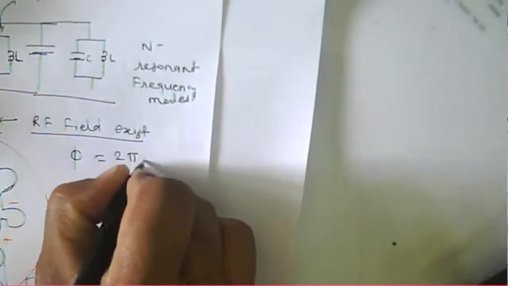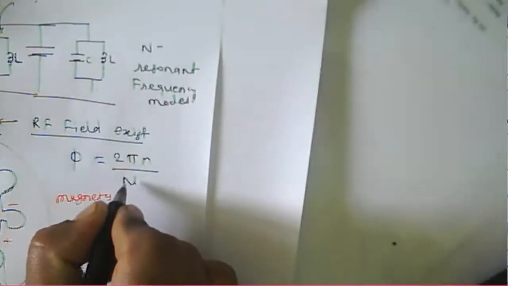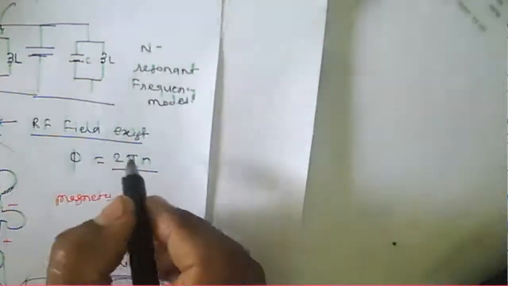The phase shift for adjacent cavities will be 2πn/N. And this capital N is nothing but the number of cavities. And this small n indicates the nth mode of oscillation.